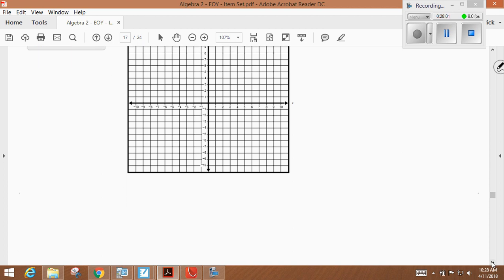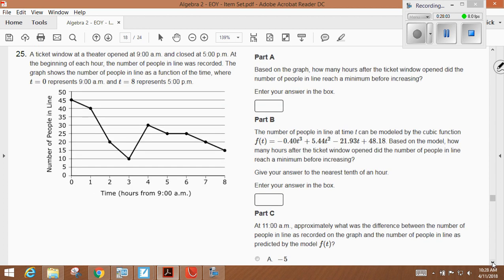This is really easy. We're not going to do this one. We don't have time. This is a super calculator question, right? You can get this done with your calculator. You really need your calculator for this.